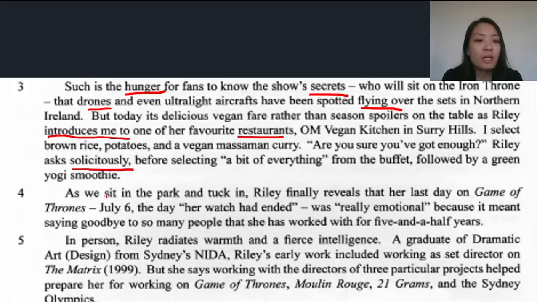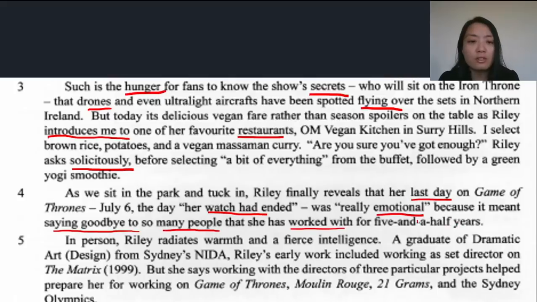Okay, then next, as we sit in the park and tuck in, Riley finally reveals that her last day on Game of Thrones, July 6th, the day her watch had ended, was really emotional. So this is her last day. It was so emotional for her because it meant saying goodbye to so many people that she has worked with for 5.5 years. Okay, fine.